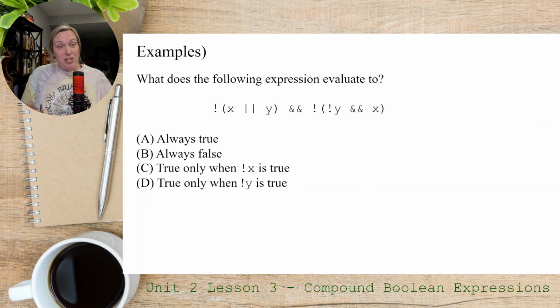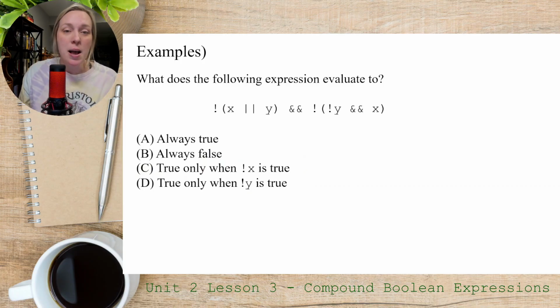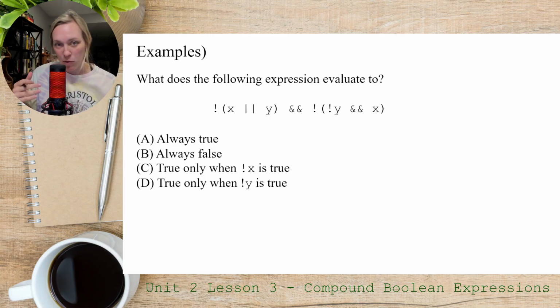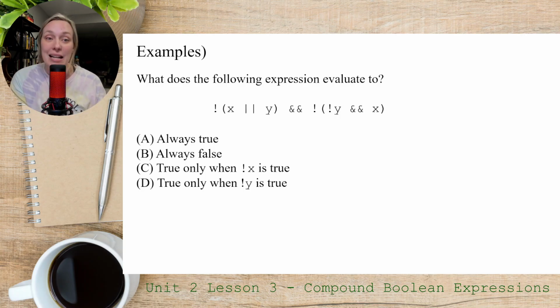The next question is also an application of DeMorgan's law, but this one you're actually going to want to use a truth table for. The reason is, one, you see the expression, it asks what the expression evaluates to, but you don't have what X and Y are. You're not told that X equals true, Y equals true, or anything like that. So you have to look at all combinations of X and Y.